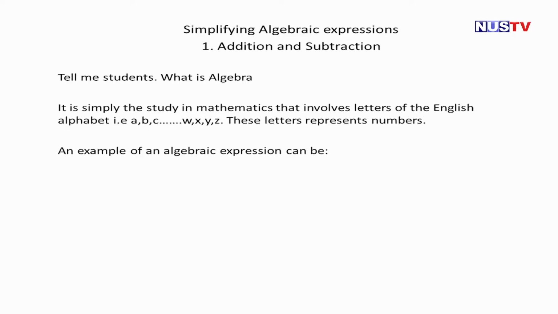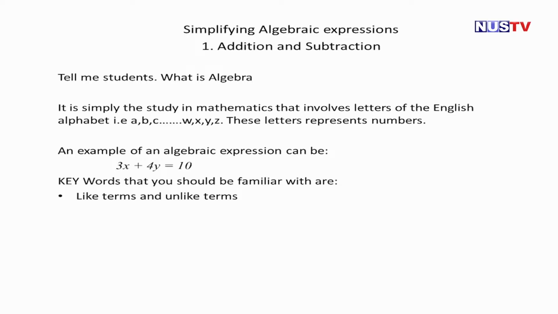An example of an algebraic expression can be 3x plus 4y equals 10. As you see, there are two letters or two variables there, x and y. The key words that you should be familiar with are like terms and unlike terms, coefficient, and the power of a variable.